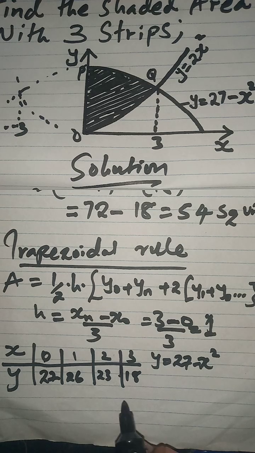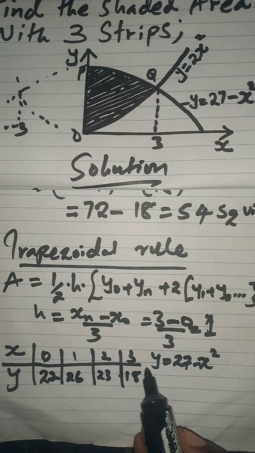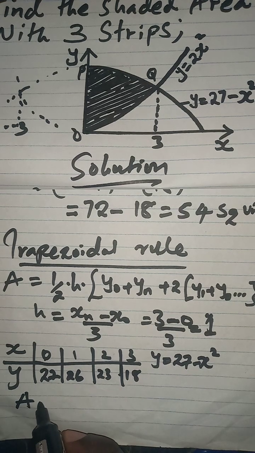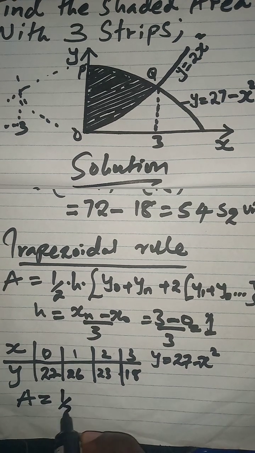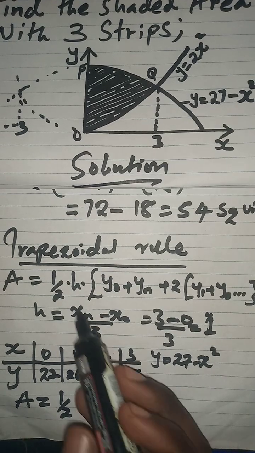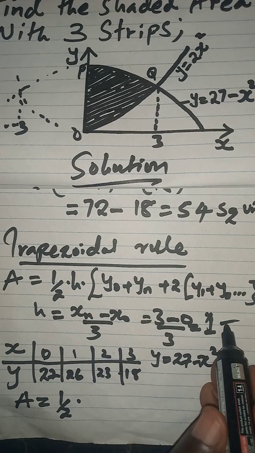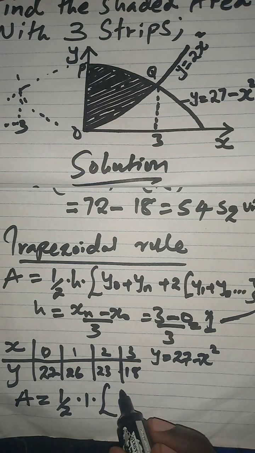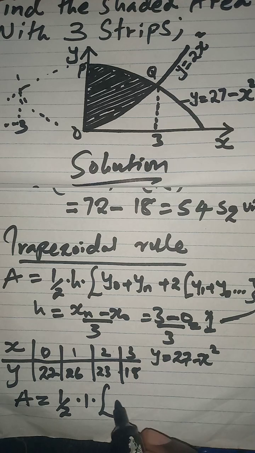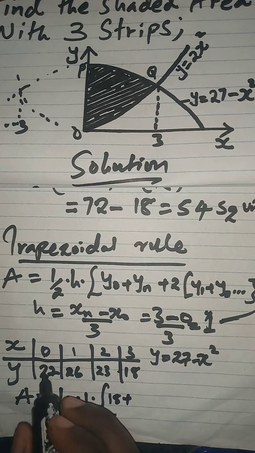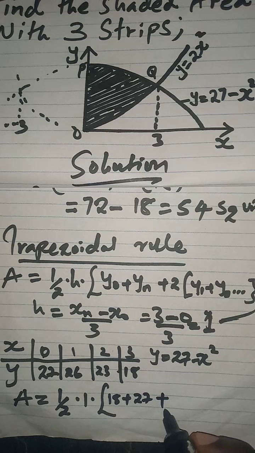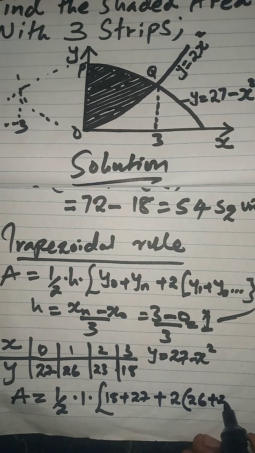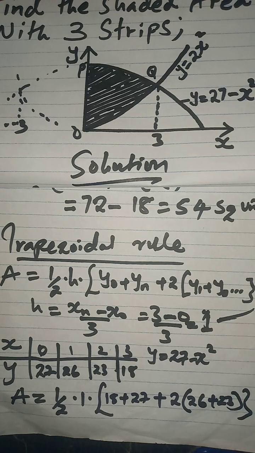So well, since I have the values of y, I'm gonna substitute them in the formula for the trapezoidal rule, so that now I have a half multiplied by h. My h is here, 1 multiplied by the final y, which was 18, plus the initial y, multiply, add the remaining, that is 26 plus 23, like that.